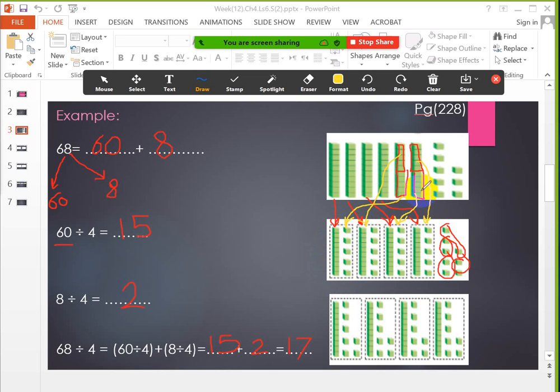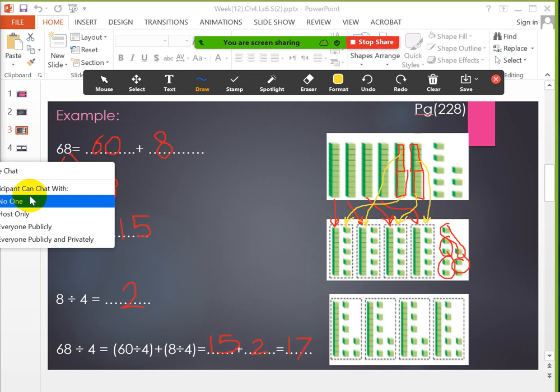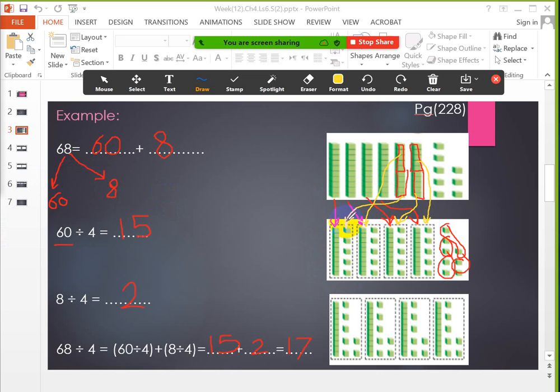That means the answer for the division of the 60, which is the tens, equals what? Equals 1 long and 5 small cubes. That means I have 1 long, which is 1 ten, and 5 small cubes, which is 5 ones. So the answer is 15. This is the first answer: 60 divided by 4 equals 15.